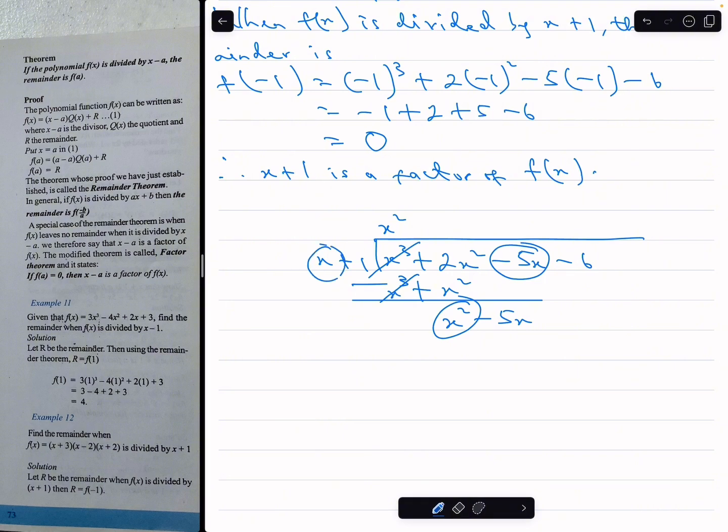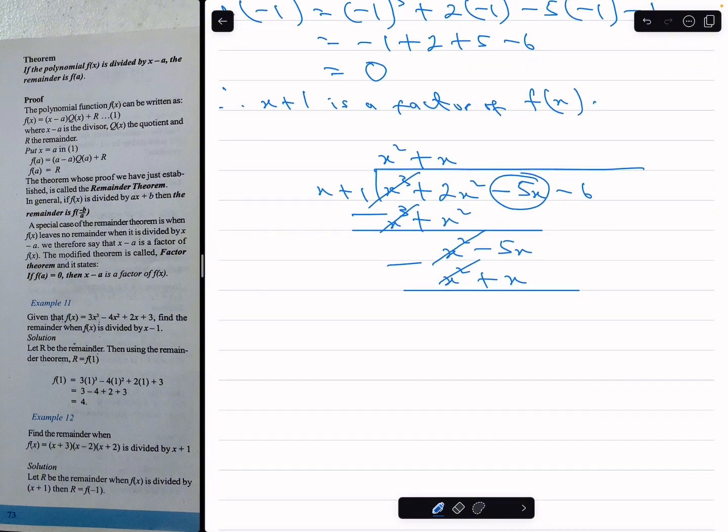X squared divided by x, that's x. X times x, x squared, plus 1 times x, plus x. We subtract again, x squared minus x squared is 0. Minus 5x minus x, that's minus 6x. Bring down the next term, which is minus 6. And there we go again. Minus 6x divided by x is minus 6.